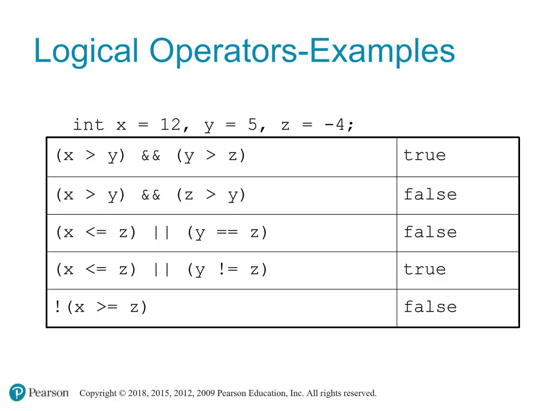The expression: not, and inside parentheses, x greater than or equal to z. So this condition, x greater than or equal to z, is true because 12 is greater than or equal to minus 4. But the not operator inverts it to false.